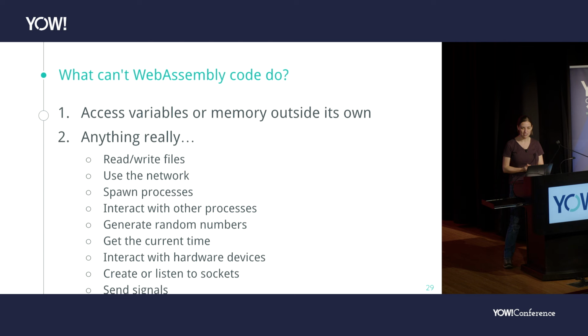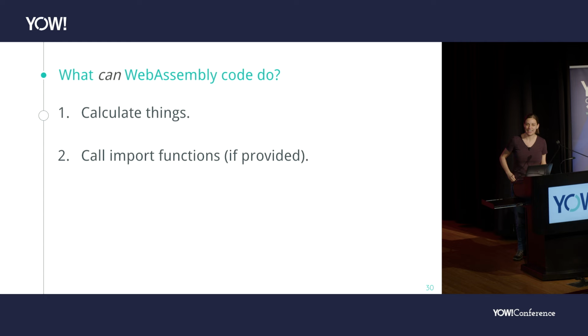What can WebAssembly do is a much shorter list. It can calculate things, right? It is like a computer. And it can call functions that were imported if you give it functions to call, right? So it can call functions on the outside, but only if you give it functions that it can call. Otherwise, it is just calculating things and cannot do anything else.